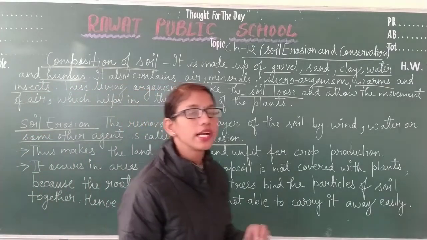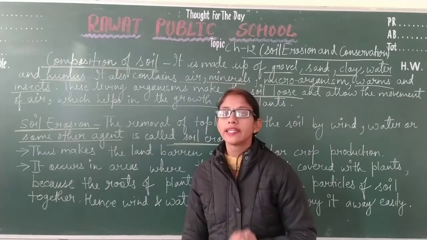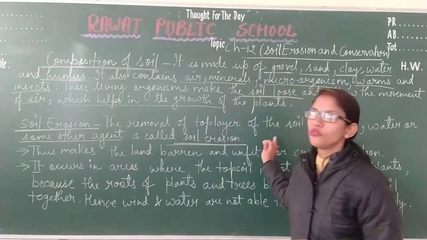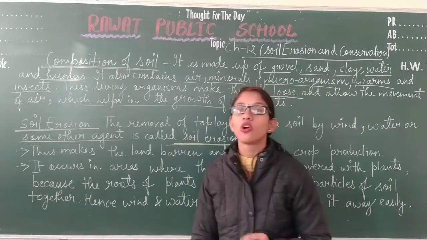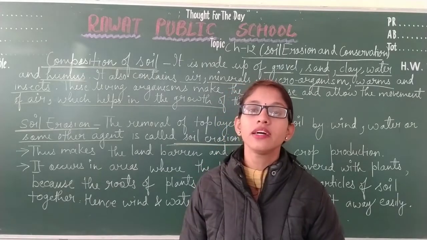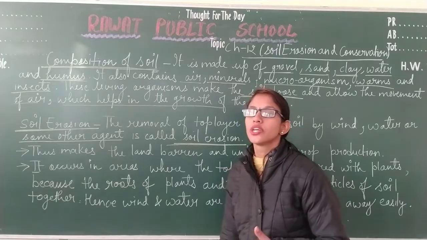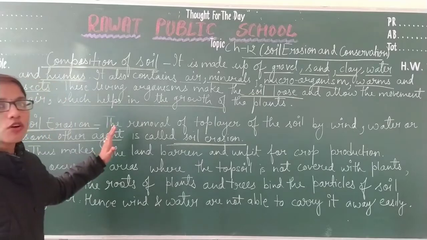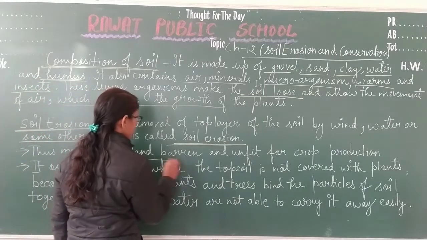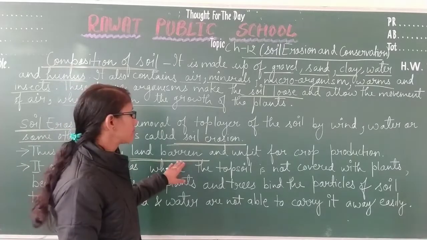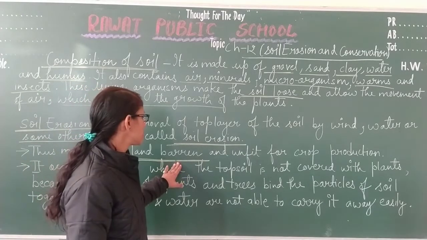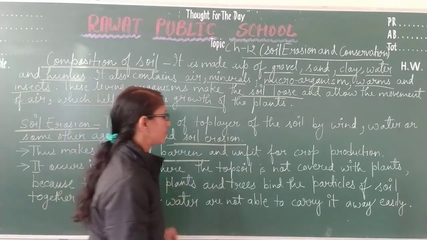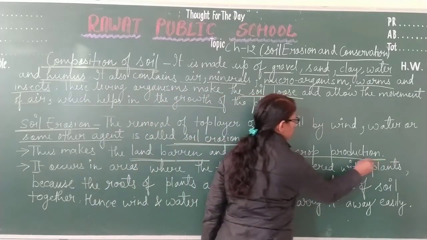So students, as we all know, plants generally grow on the topsoil that is rich in nutrients and humus. So if the top layer is removed from a particular area, the plants will not be able to grow. They will not get the nutrients because the topsoil is rich in nutrients as it contains humus. Thus, what happens as a result of soil erosion? The land becomes barren, banjar ho jayega, because there is no nutrient. The topsoil is not there, so the nutrients are not there. Hence, the plants will not be able to grow on that particular land. So that land will become unfit for crop production.